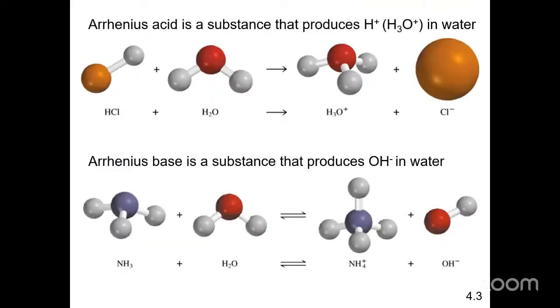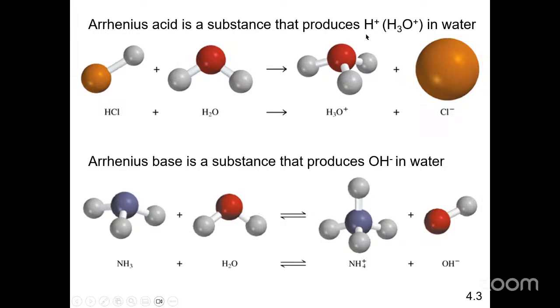Okay, so let's look at one particular definition of an acid, according to a fellow by the name of Arrhenius. He came up with a definition for an acid and a base, right? According to his definition, an acid is a substance that when added to water produces H+, or alternatively can be expressed as H3O+, in water, right? So let me just get this out of the way.